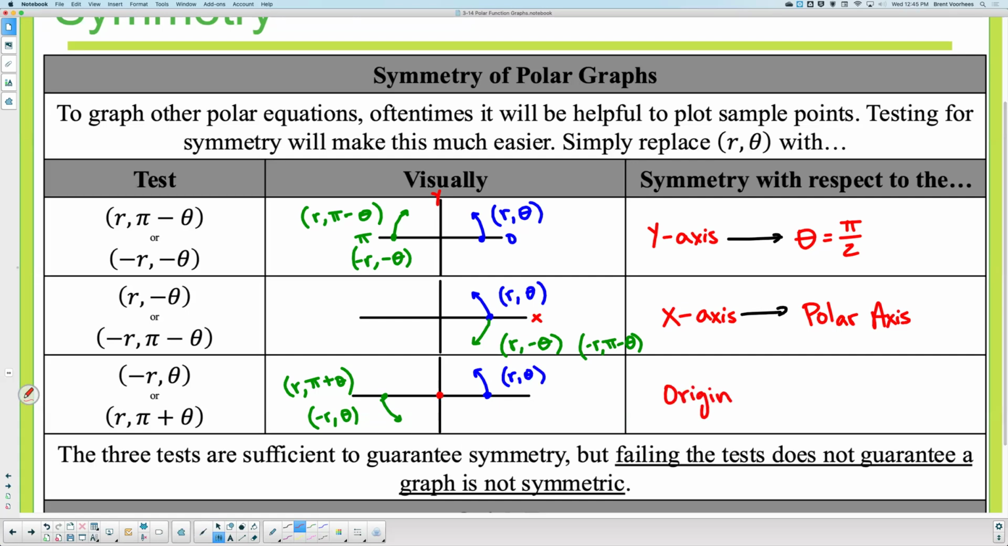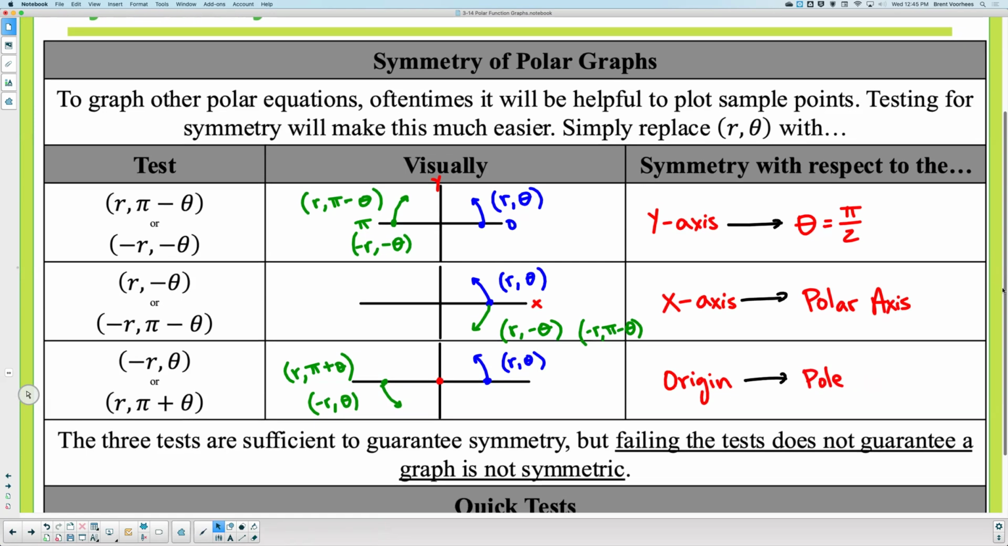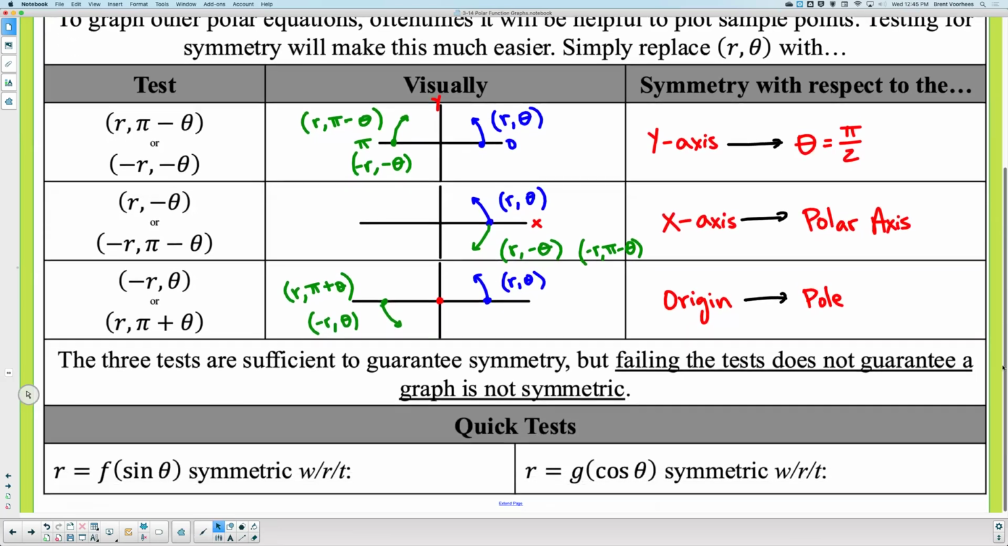So in polar, they don't call it an origin. Does anybody remember what they call it? I've said it a few times today. The pole. It says symmetric with respect to the pole. There you go. These three tests are sufficient to guarantee symmetry, but failing a test does not guarantee the graph does not appear symmetric.